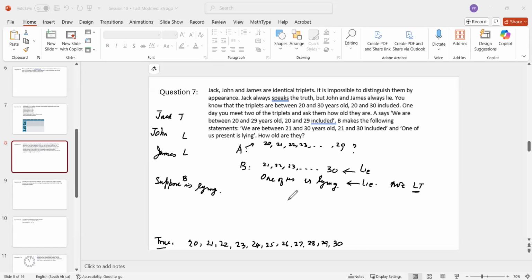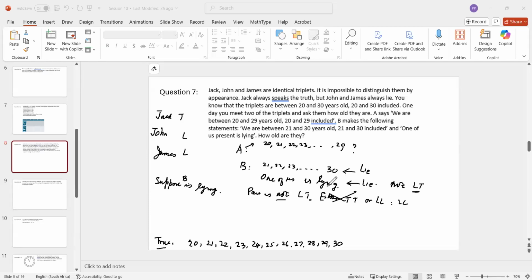And this is where it becomes very tricky. He says one of us is lying. So this pair is not LT, because if you said that, then he's speaking the truth. But we're saying he's lying. So it's either TT or LL. Now it can't be TT because there's only one truth teller. So that's off. Therefore, it'll be LL.